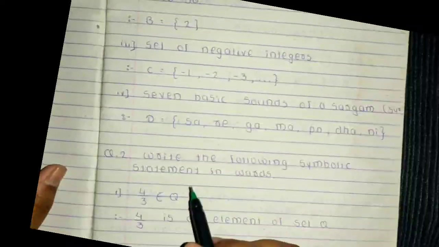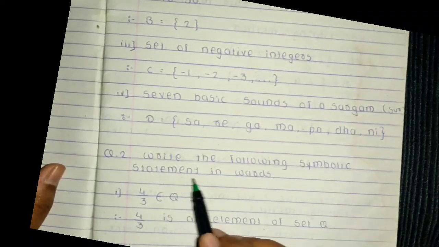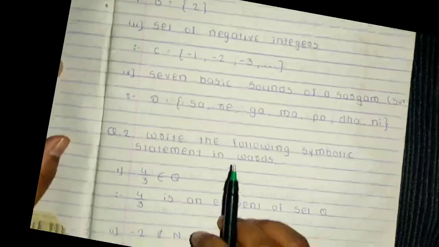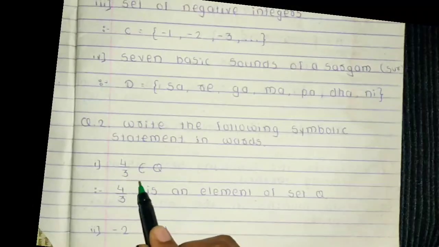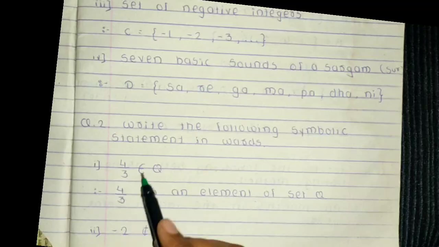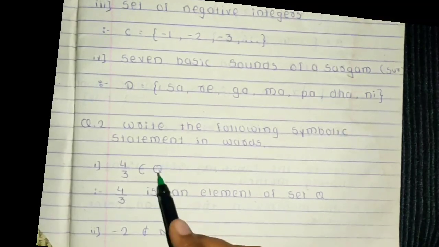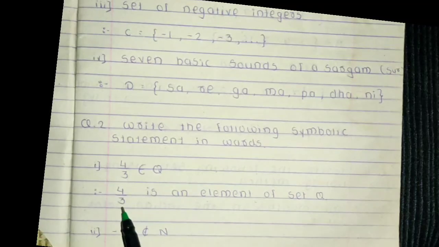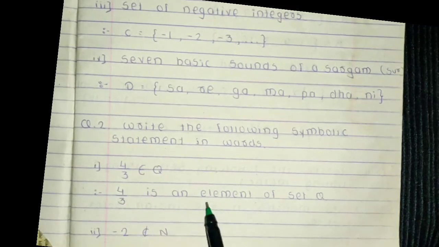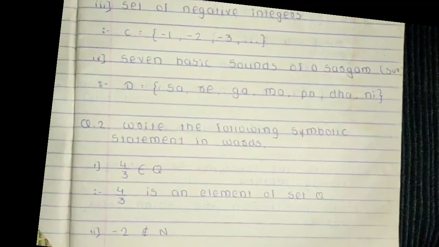Question number 2. Write the following symbolic statements in words. First is 4/3 belongs to Q. Belongs to means it is an element of the set whose name is mentioned on the right side. So the answer will be: 4/3 is an element of set Q.